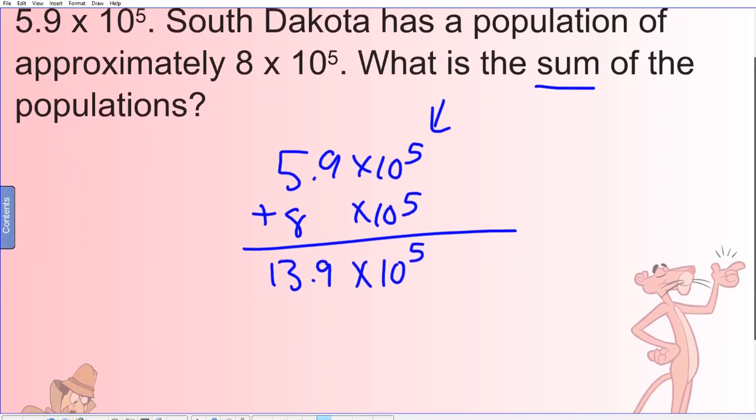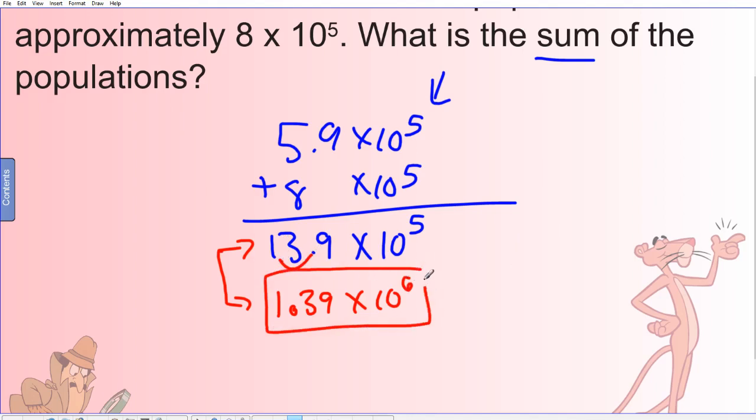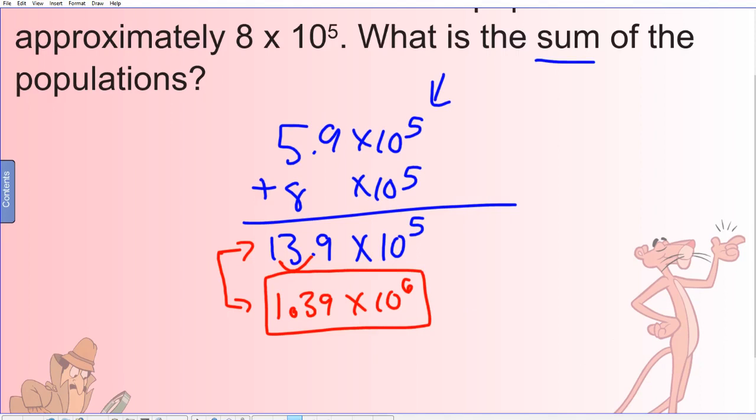Oh, man. I thought this was going to be super easy. Well, since my answer is not in scientific notation, we have to make it scientific notation. So we move the decimal, 1.39 times 10 to the what power? This number's too big, so my exponent gets bigger by 1 place because I moved the decimal once. And there we go. So that is the sum of the populations of those two places.